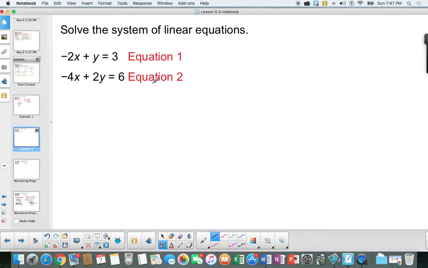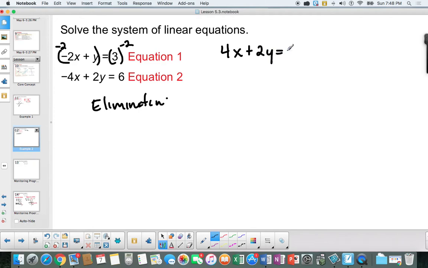Let's try another problem. This one looks like it might be good for the elimination method. So I'm going to take this top one and I'm going to multiply it by -2. So I'm going to multiply this side by -2 and this side by -2. So this will be 4x plus 2y is equal to -6. And now I need a -2y here. So negative times negative is positive, negative times positive is negative, negative times positive is that.